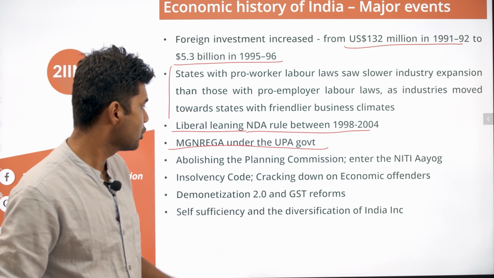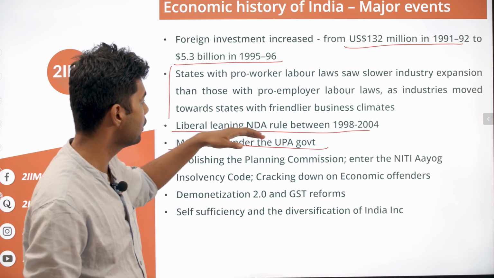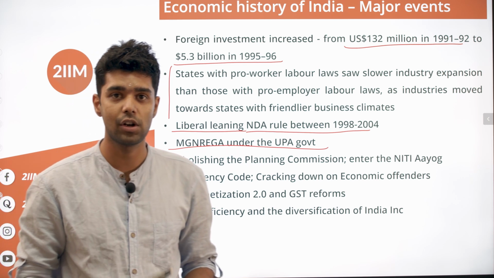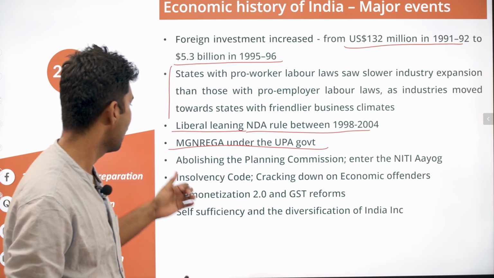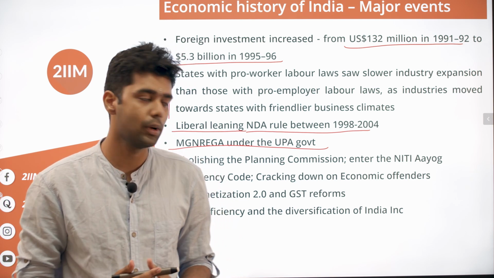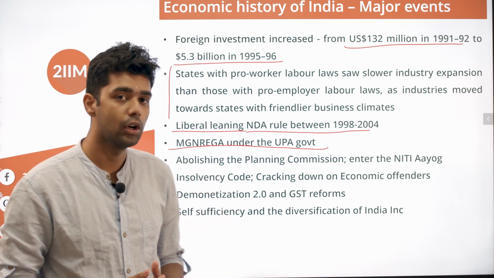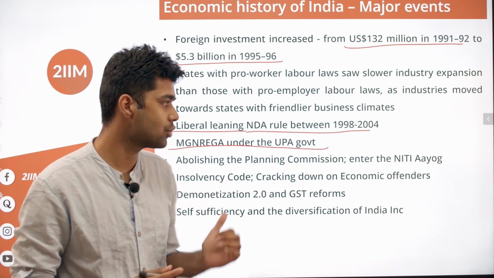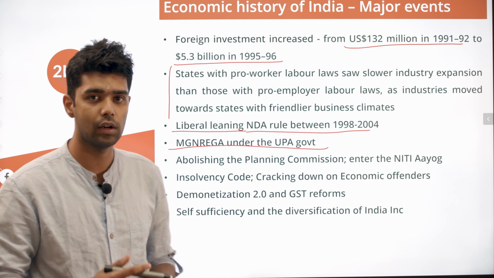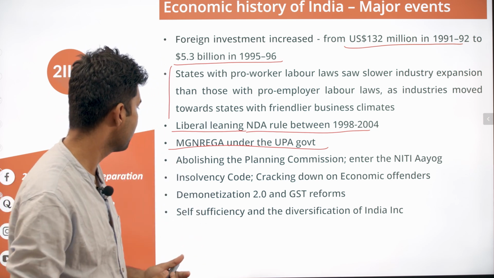MGNREG under the UPA government. So we are talking about other aspects now. Till then, the acceleration of the LPG reforms happened. From here, we are talking about other major events in Indian economic history. So MGNREG was one thing which was created by the UPA government under the Manmohan Singh government to stimulate the rural economy. Basically, it's a job guarantee kind of a scheme. So every single person in the rural economy will have 100 days of guaranteed employment. So that was one thing.